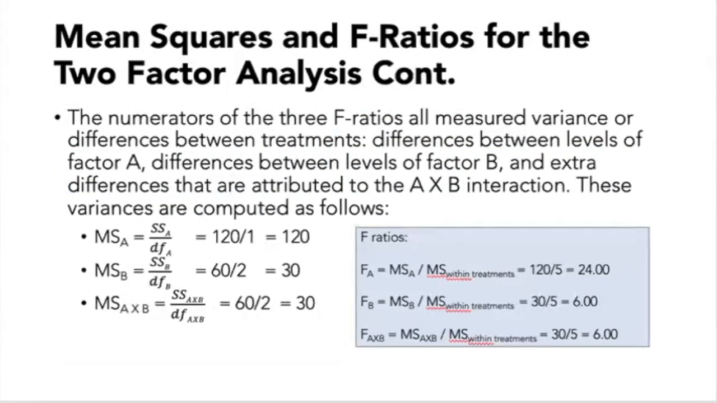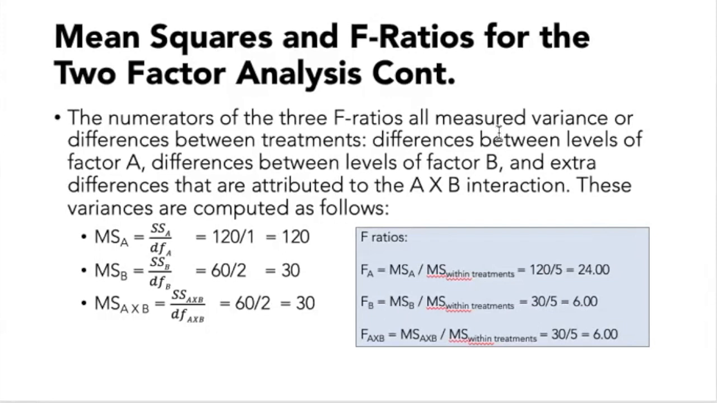Now based on this, we can go ahead and do our calculations. Now here I have given on the right side the F ratio calculations. Like I mentioned, all the denominators are 5, you can see here. But before that, let's calculate mean squares. The numerators of the 3 F ratios all measure variance differences between treatments, differences between levels of factor A, factor B, and also the interaction.